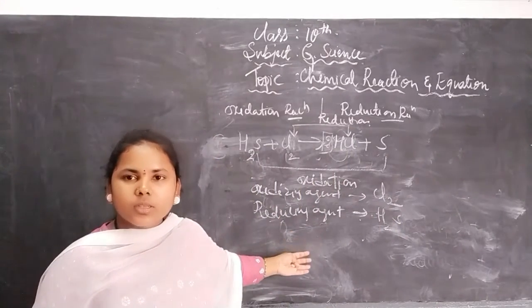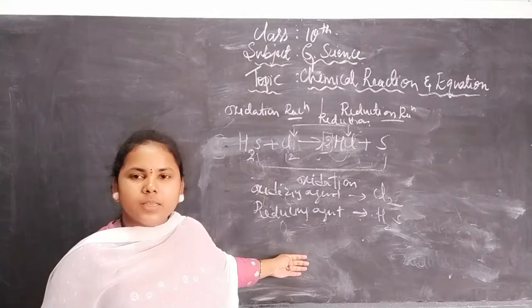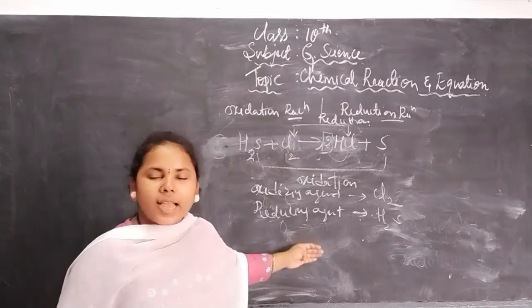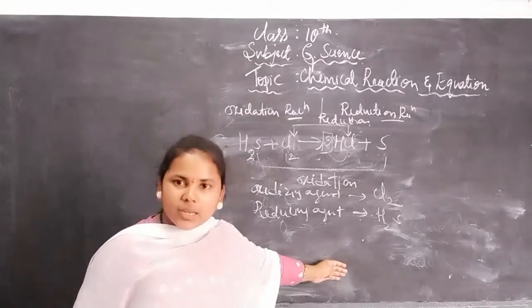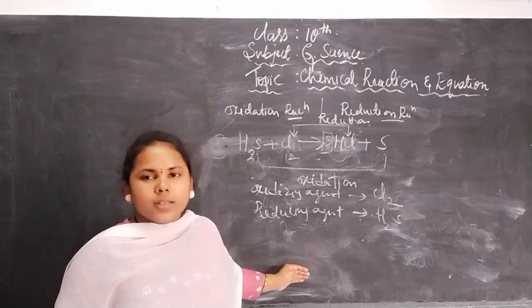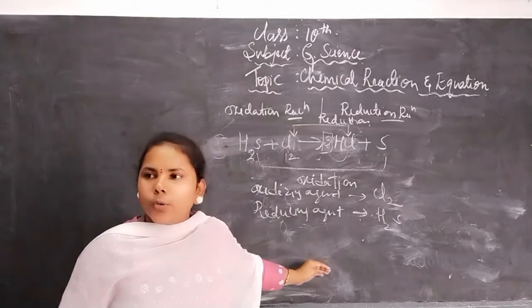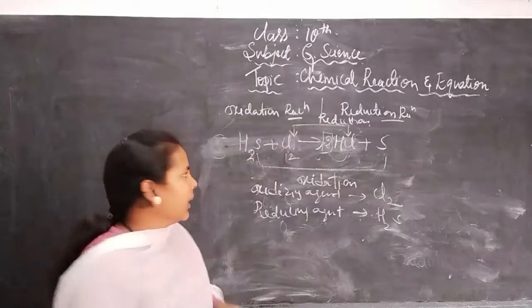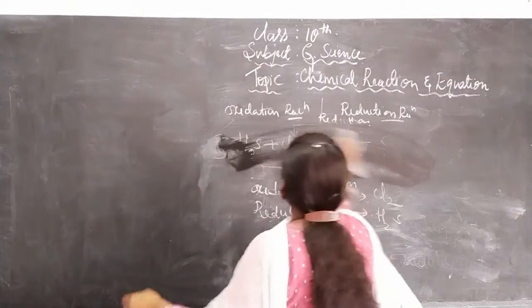Understand? Please go through this, take some more examples, and identify the oxidizing agent, the reducing agent, and the oxidation and reduction. Understand? So I hope you understand this one. Okay, now let us study further.